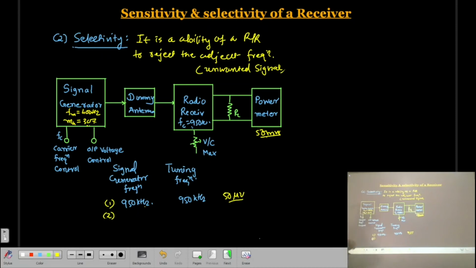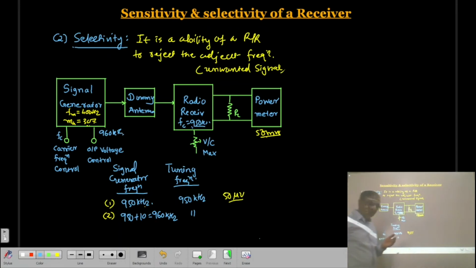Now we detune the signal generator frequency by an amount of 10 kilohertz. So I will increase by 10 kilohertz, or you can also decrease. So my next step will be what? That 950 plus 10 kilohertz, so it is 960 kilohertz. The tuning frequency in a radio receiver will be 950. So here this is now 960 kilohertz and this is tuned for 950.